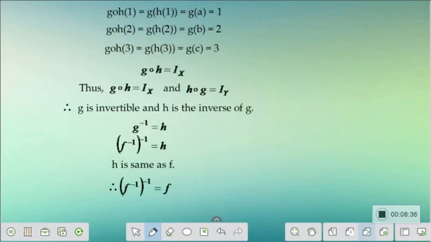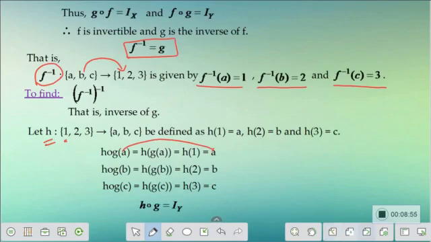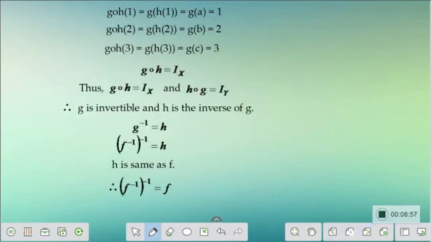Now let's find out the compositions like g composite h for all the elements. So g composite h of 1, g composite h of 2, g composite h of 3. We can see the elements 1, 2, 3. That is g composite h is nothing but the identity function which is I_X. So we see from these two that h composite g is an identity function and g composite h is also an identity function. So this tells us that the function g is invertible and h is the inverse of g.